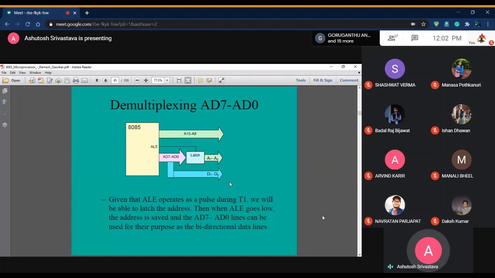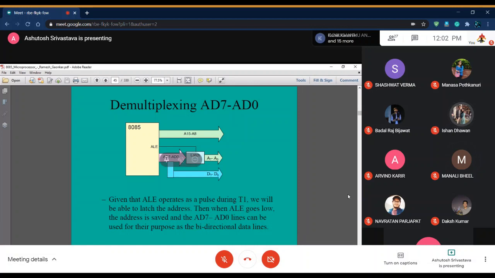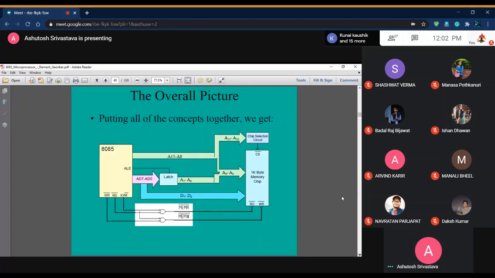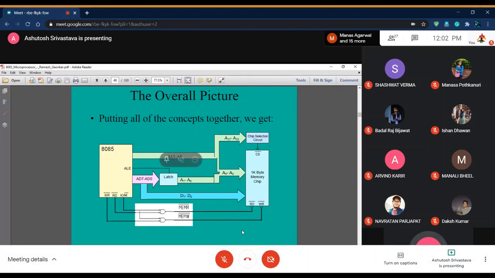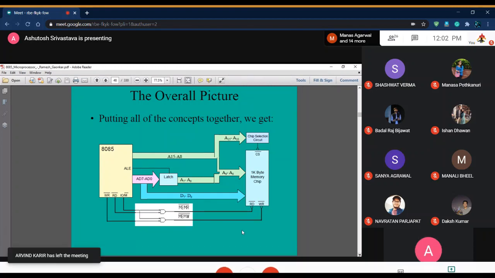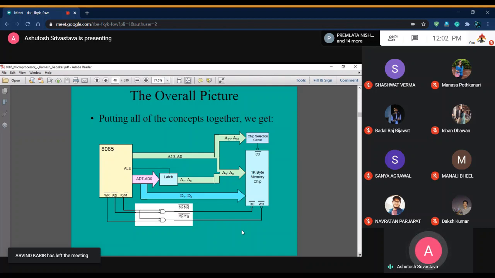So can we move further, class? Yes, sir. Okay. So this is your overall picture. You may also draw this. This would help you to correlate your 8085 microprocessor and your external memory chip.